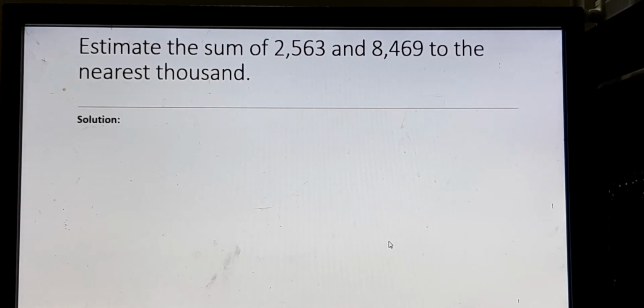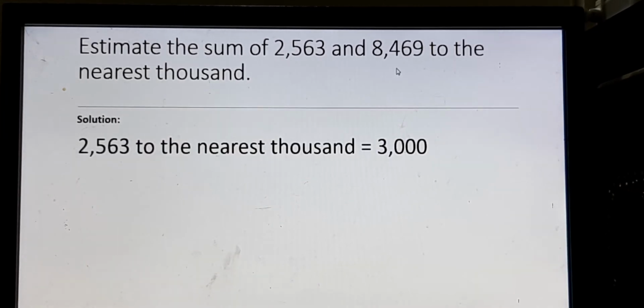Finished. Next question. Estimate the sum of 2563 and 8469 to the nearest 1000. So when we have 1000, we have to look at the hundreds place. So first number is 2563. What is there at the hundreds place? 5. Oh, strong man. So this will become 3000. And look at 8469. Who is there at the hundreds place? 4. Oh, weak man. So they will all go simply putting zeros there. So 8000.